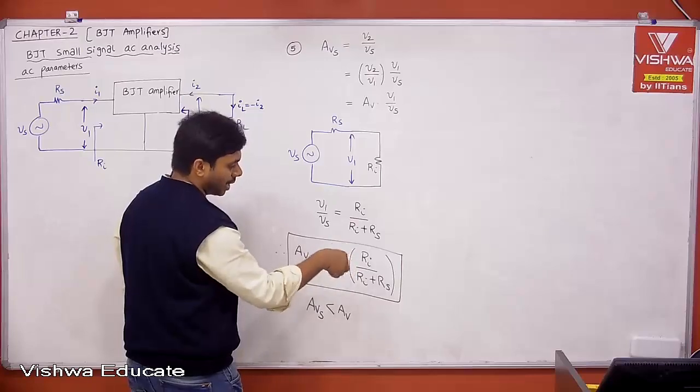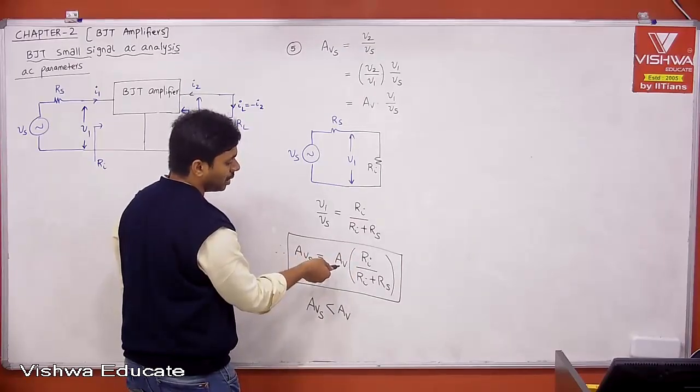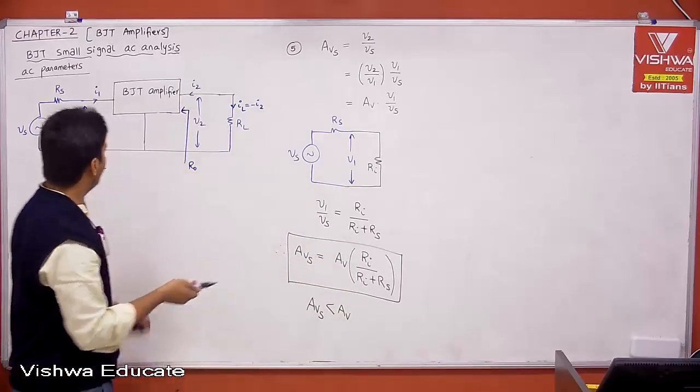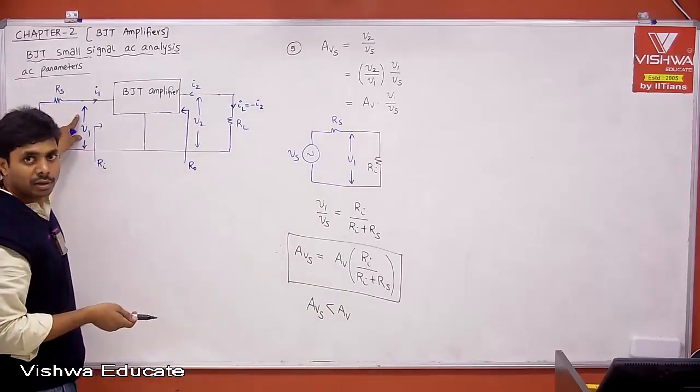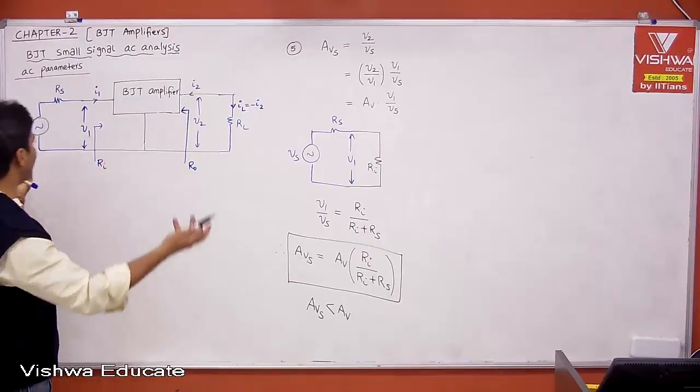Those things I'll explain. Mathematically I can explain. To get AVS equal to AV, what to do? Rs should be 0, right? When Rs is 0, what is your V1? V1 is nothing but your Vs.